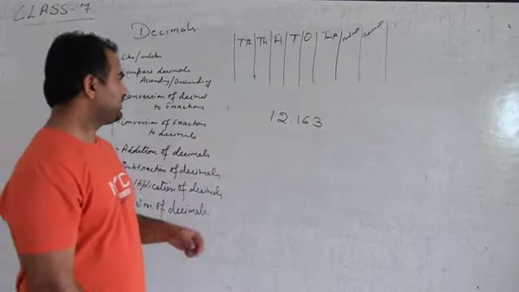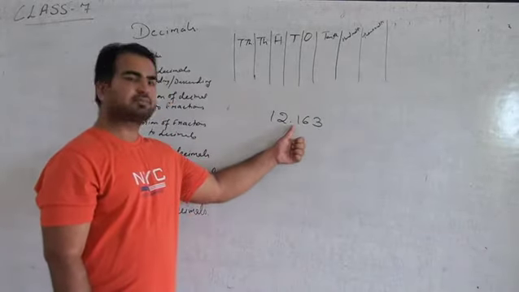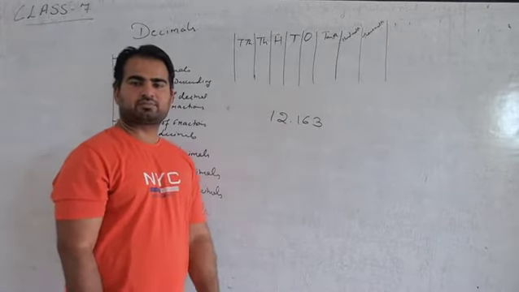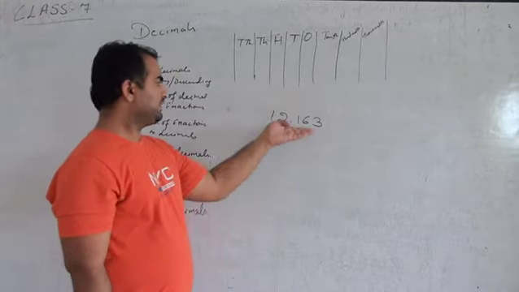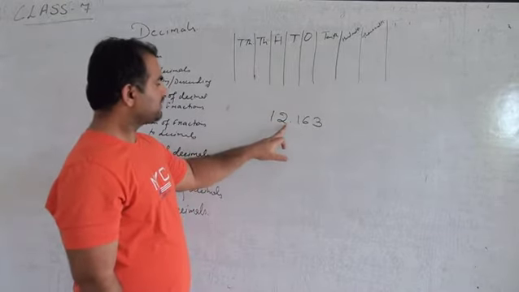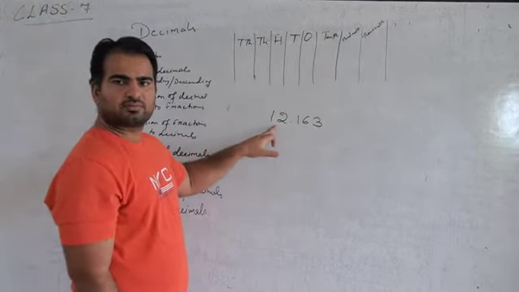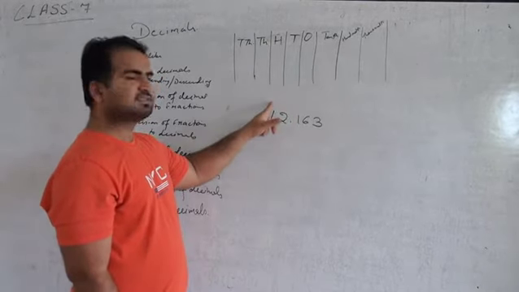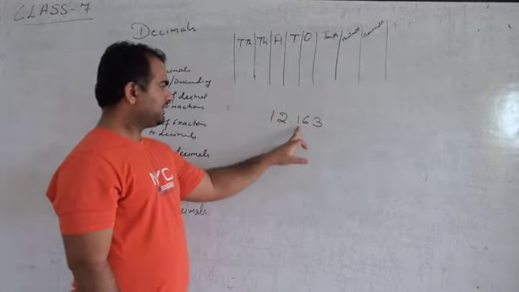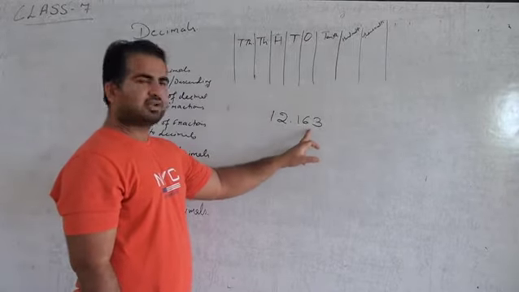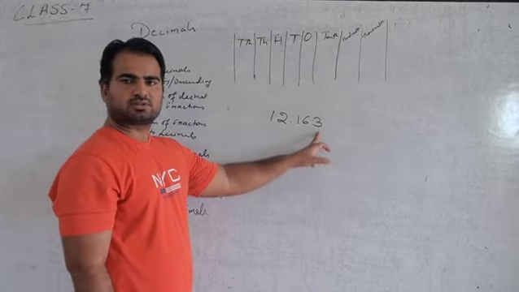What is a decimal? A decimal is a point which separates the whole part and the fractional part. In this decimal number, this is the whole part. This represents ones, this is tens. And what comes after the decimal? We will get tenth, hundredth, and then thousandth.